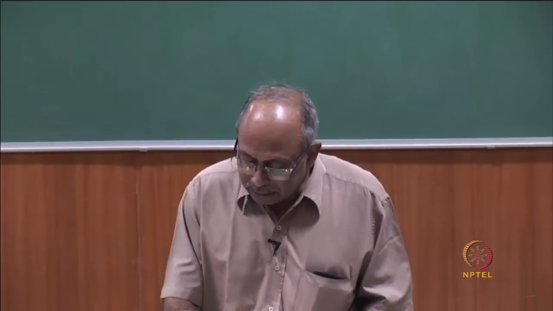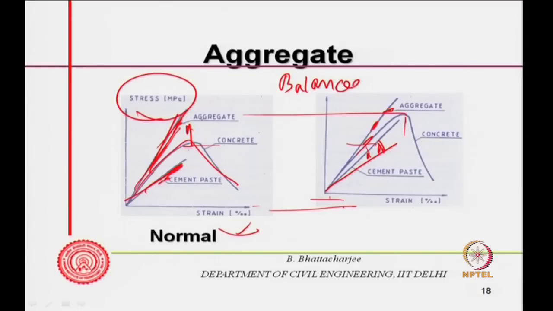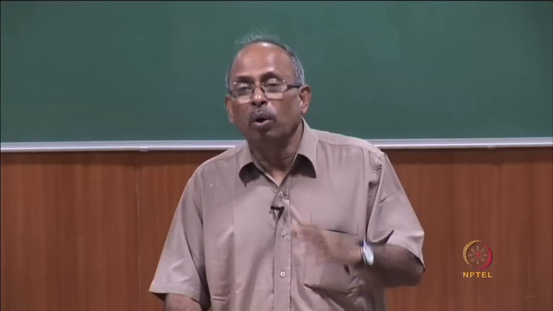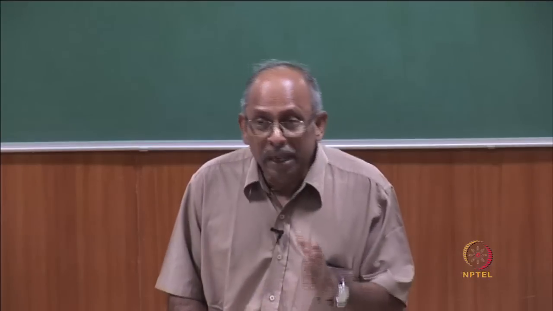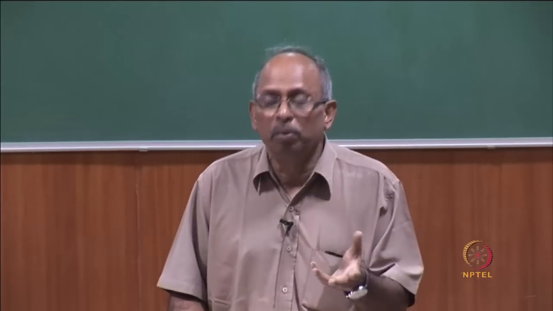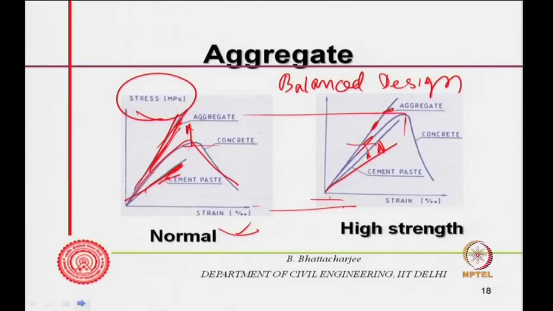It is like a balanced design. You must have done RC design, where we try to do a balanced design, where the concrete and the steel fail together. So, this is a balanced system. Now, here actually the ITZ was failing earlier. I have three components: the paste matrix, the ITZ, and the aggregate. If all of them fail together, that would be the most efficient system. So, aggregate, ITZ, paste, everything should fail together.